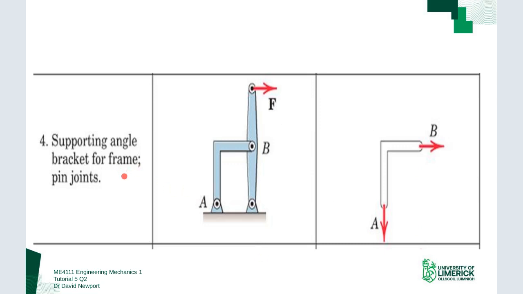Now we've got a supporting angle bracket for a frame of pin joints. So all these things are pin joints. Okay, so again, we've got a load on this here. And you see that this is where students would often go wrong, is they draw the whole thing. And what you're really interested in is just this bracket here.